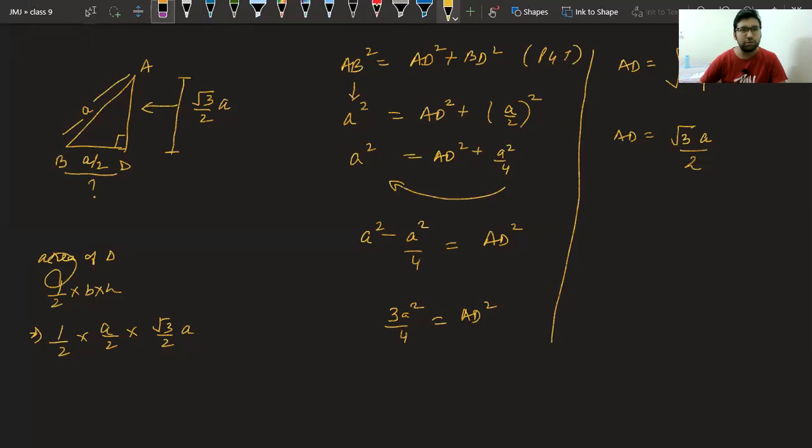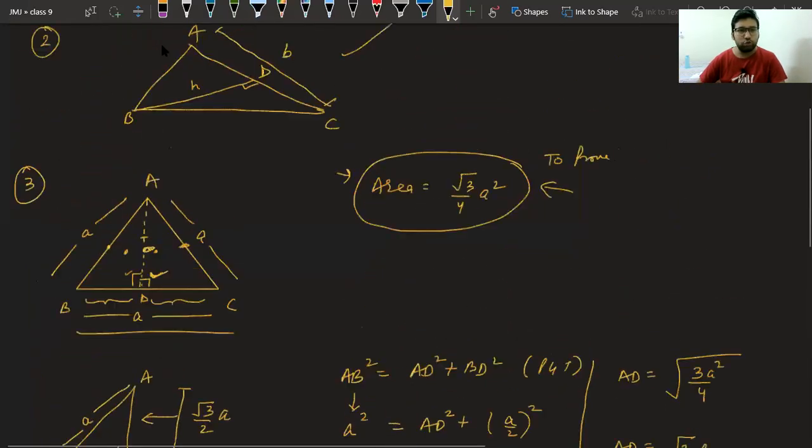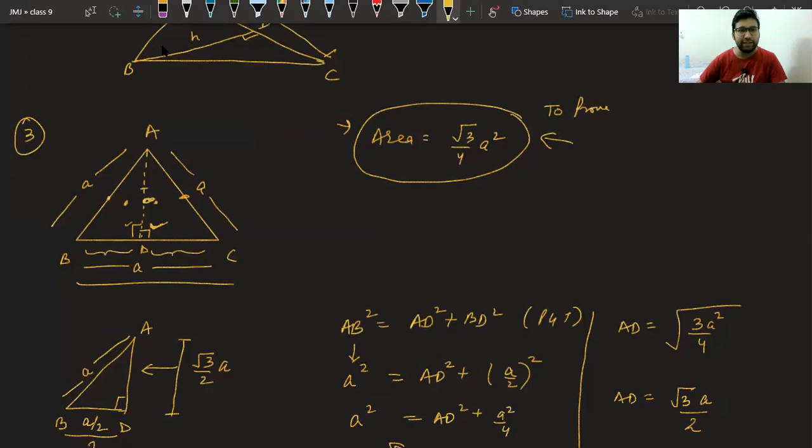Let me rub this. This one is wrong. So we have found the length of AD as root 3 upon 2 A. Now we can find the area easily. Area is given by half into base, that is A, into height, root 3 upon 2 A. Now if you multiply them, what will you get? Root 3 A square upon 4.